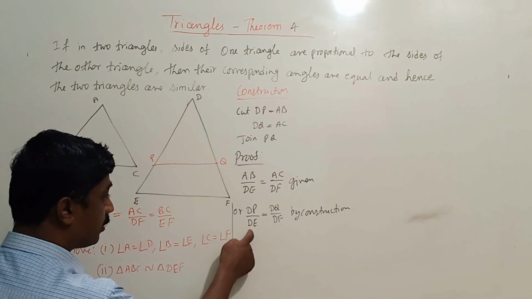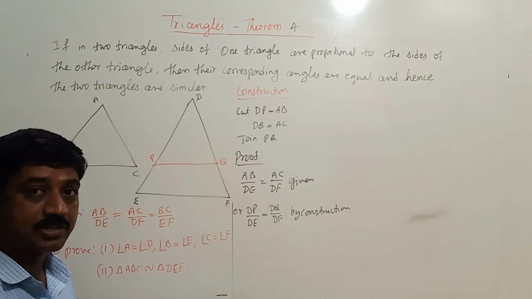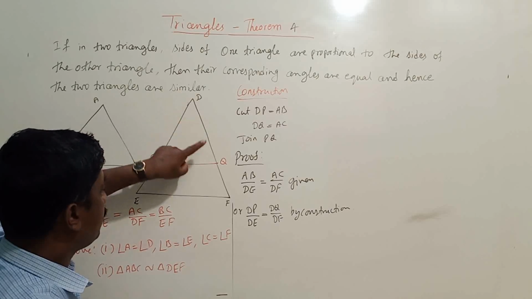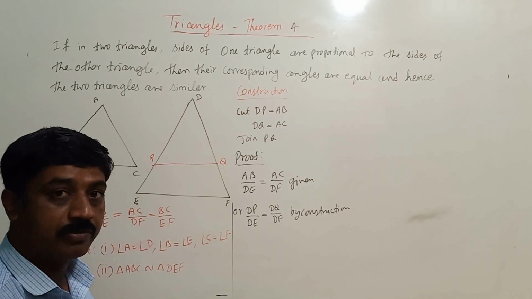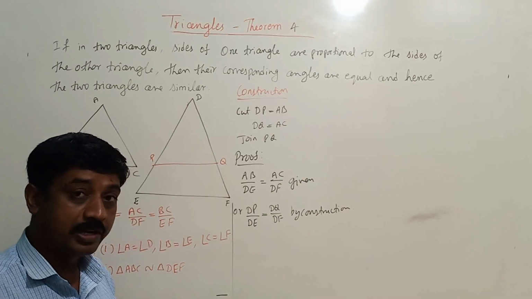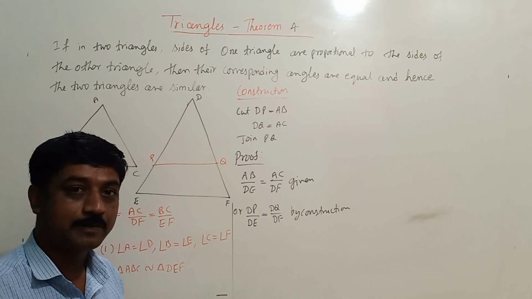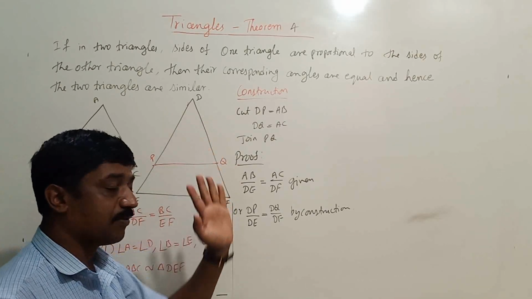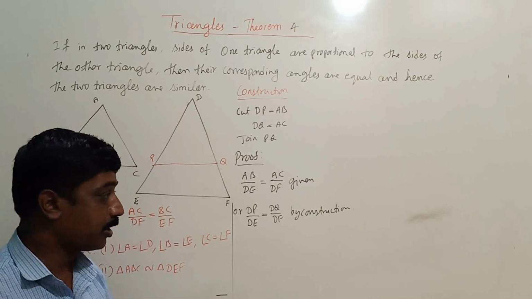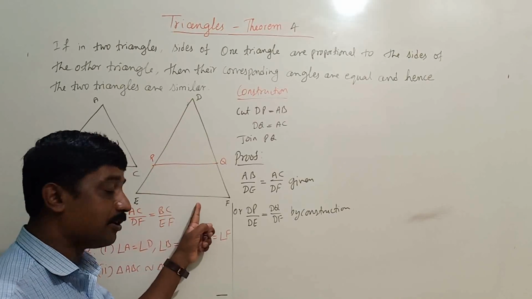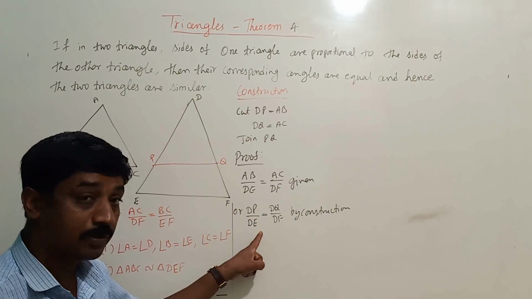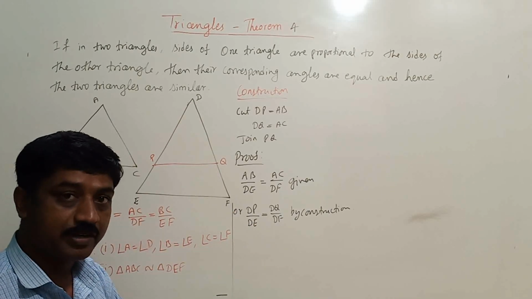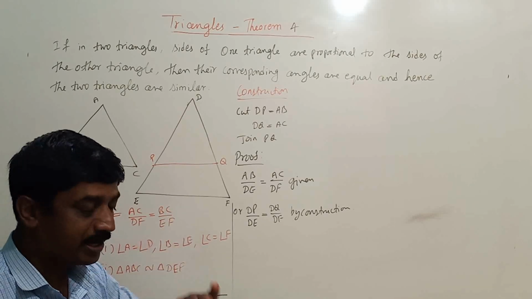Now, study this one over here in this triangle. DP by DE is equal to DQ by DF. That means you can take the converse of BPT. What is converse of BPT? If a line divides the two sides of a triangle in the same proportion, then that line is parallel to the third side. So with the help of this, we can take PQ is parallel to EF. Isn't it? So let us write that first, then let us proceed.